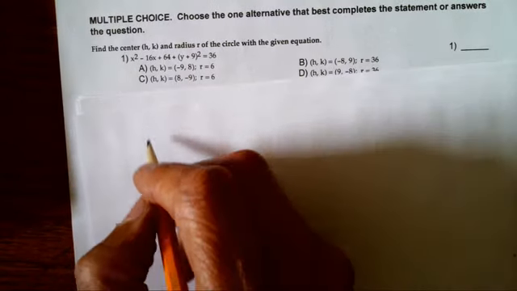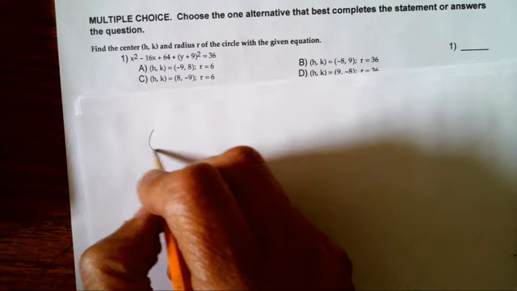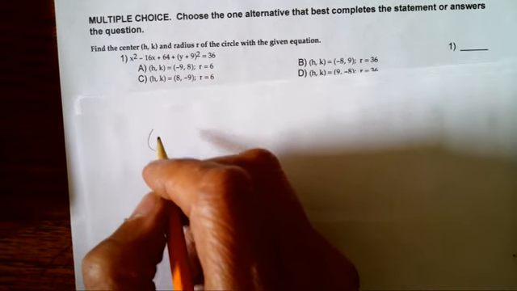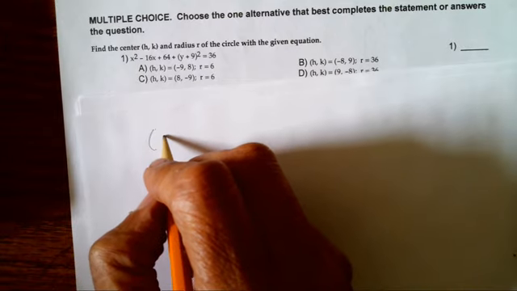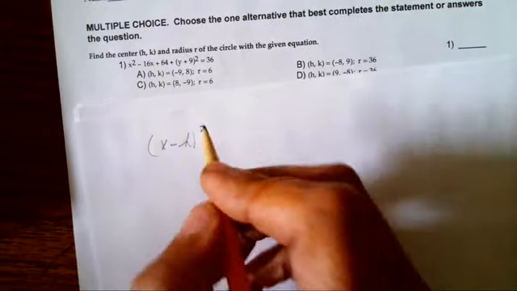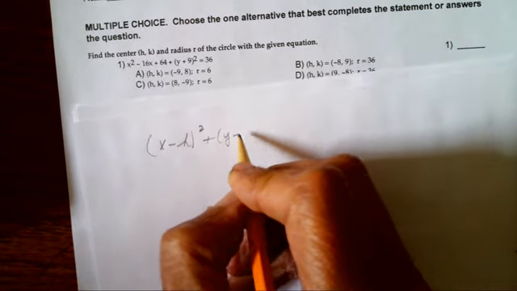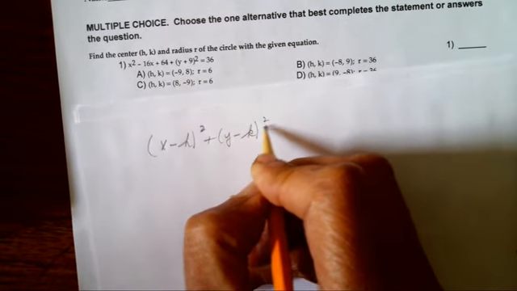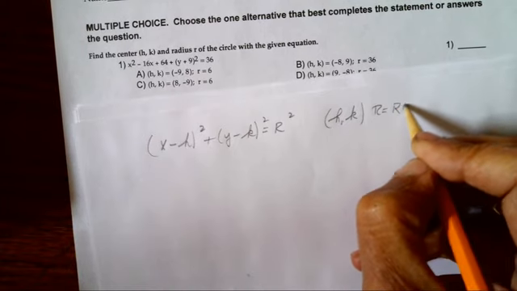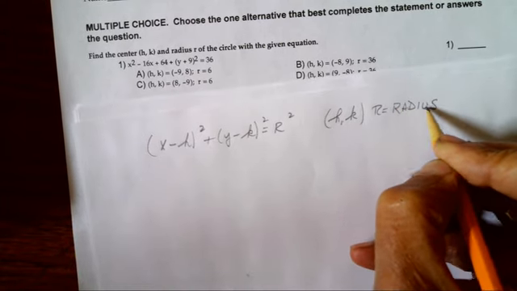He's asking me to find the center and the radius. We know this from working back in, I guess it was chapter 2. Standard form of a circle is x minus h quantity squared plus y minus k quantity squared equal to the radius squared, where h comma k is the center of your circle and r is the radius. All right, so what do we got here?